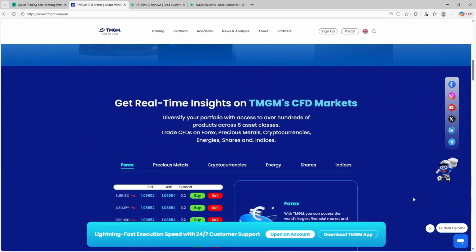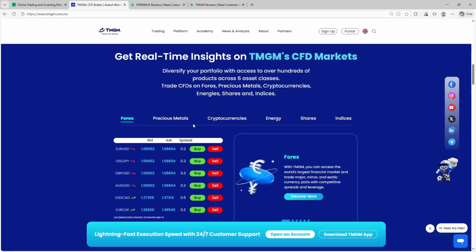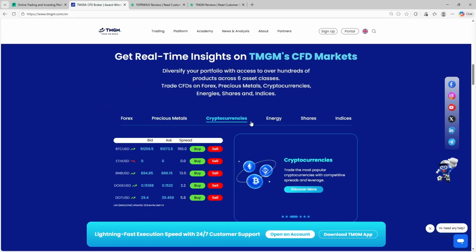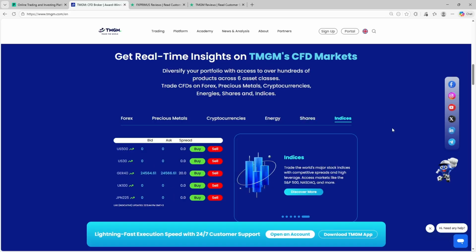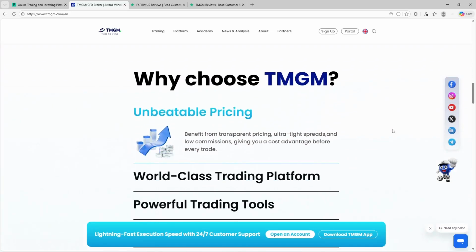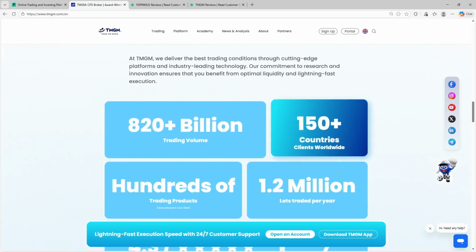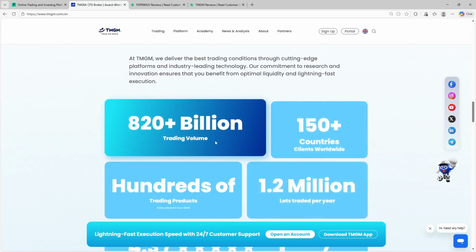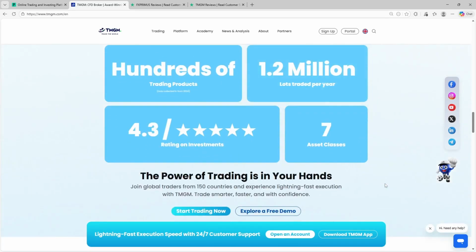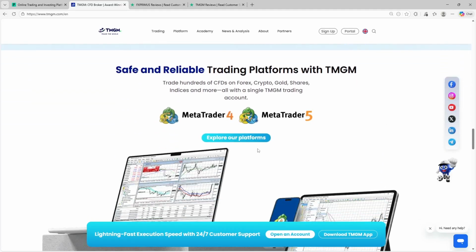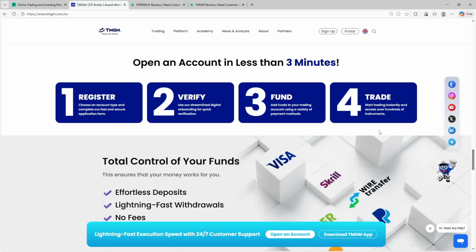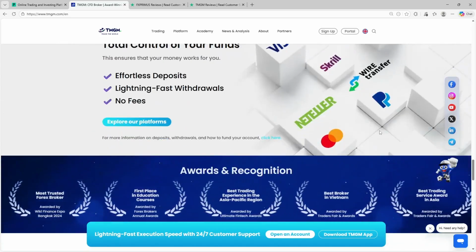TMGM also invests in operational efficiency. Deposit and withdrawal processes are frequently highlighted for speed and reliability, which is a critical factor for active traders managing capital flow. Educational content and analysis tools are available, but the platform's overall tone is performance-oriented rather than tutorial-heavy. This positions TMGM as a broker for traders who already understand their strategy and want the infrastructure to execute it efficiently.